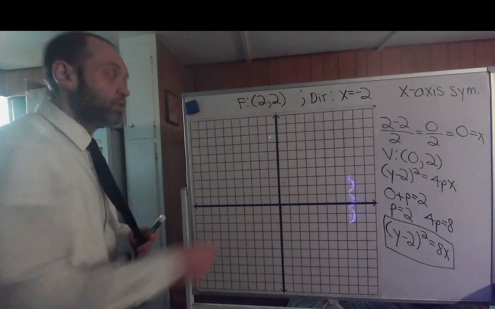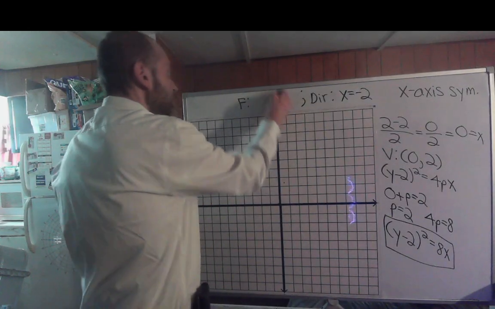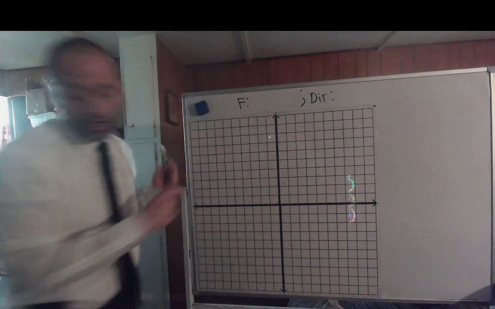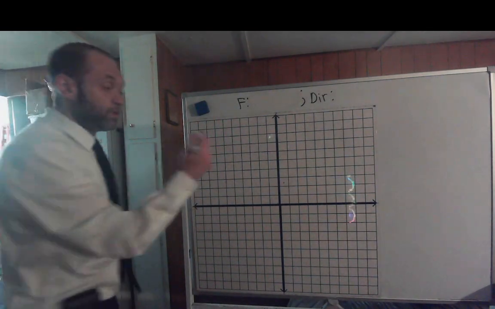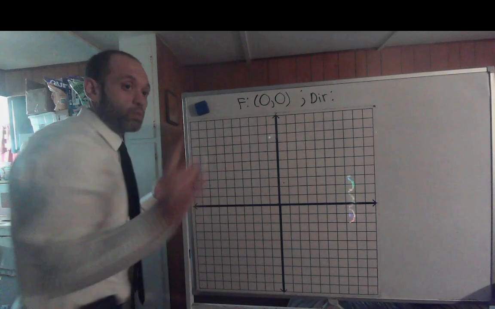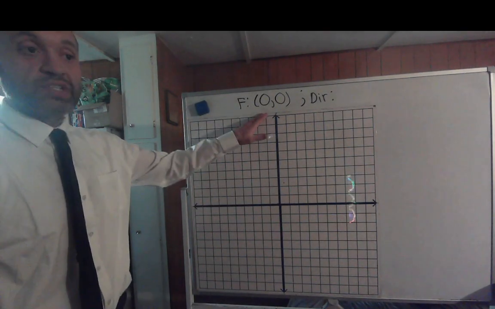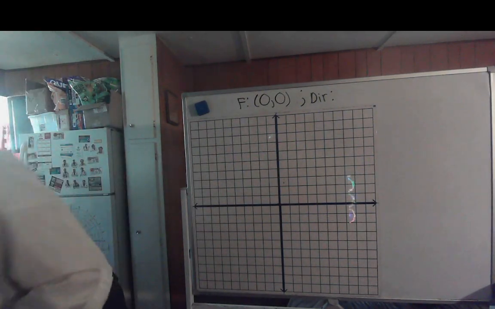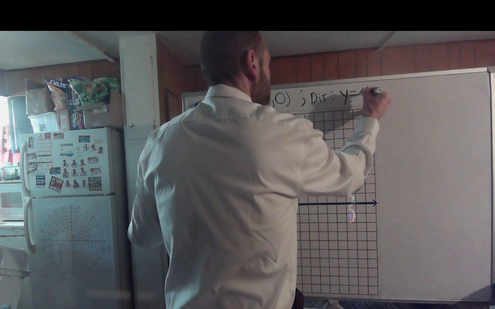I got just one more, then we're done. Focus and directrix again. That's all we're going to be given. The focus is at 0, 0. Now this is where you really got to pay attention to what they're giving you. Some people would think, oh, 0, 0, vertex. No, it's not the vertex, it's the focus. The directrix is the line y equals 4.